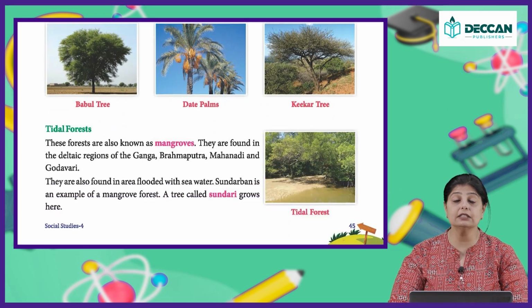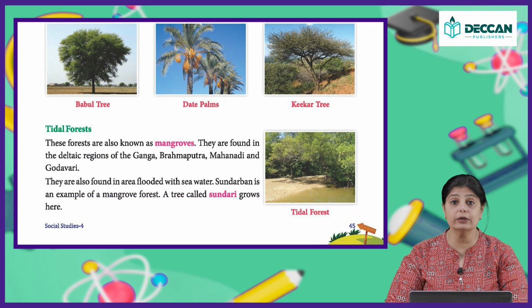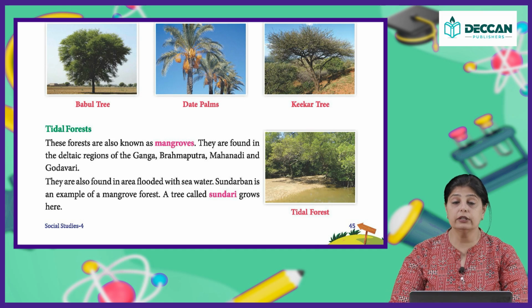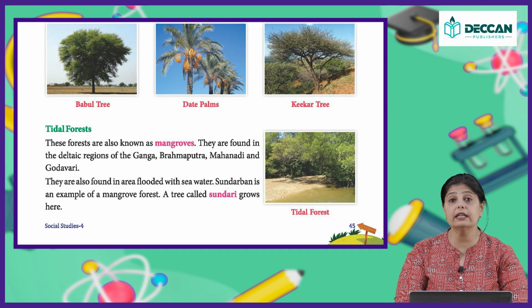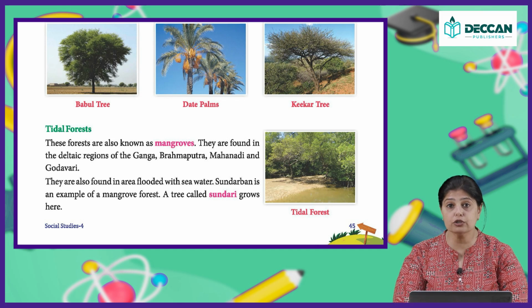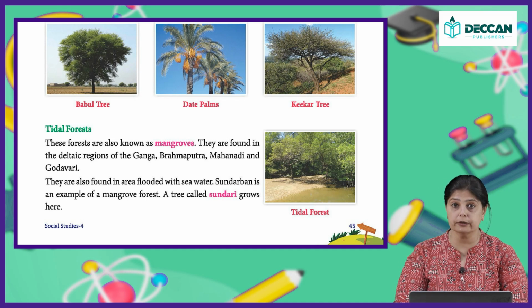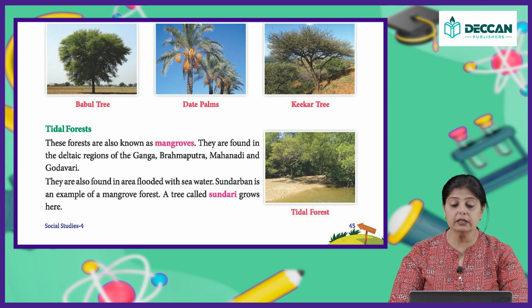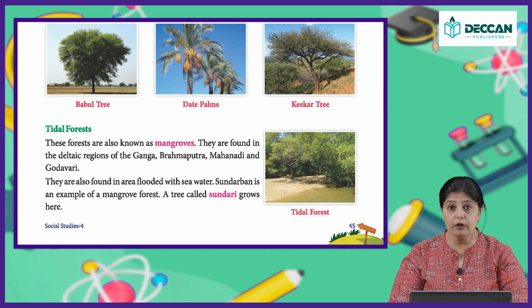Next are the tidal forests. Now, what are tidal forests? These forests are also known as mangroves. Now these are found in the areas where there are rivers. So they are found in the deltaic regions of the Ganga, Brahmaputra, Mahanadi and Godavari. So they are very much closer to the river areas or sea areas. They are also found in areas flooded with sea water. So Sundarban is an example of a mangrove forest.